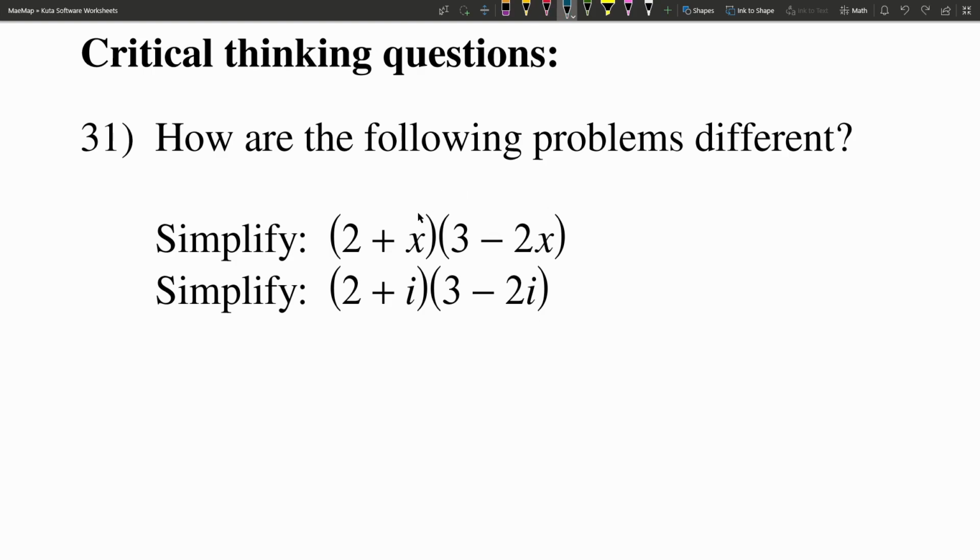For our first problem, when we finish out FOILing, doing x times that negative 2x, that's a negative 2x squared as that last term. And we can be done with it because x squared is simply x squared. However, in this final part, when we have i times negative 2i, that's a negative 2i squared. And i squared we know is a negative 1. So we can simplify this bottom problem further. There's an extra step. So we're just going to simply say that i squared equals negative 1. So it's going to lead to a few more steps in our simplification process.